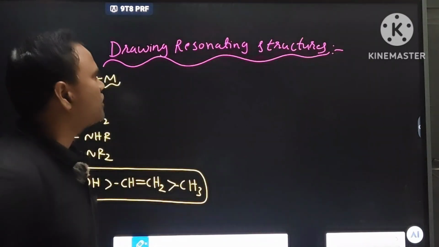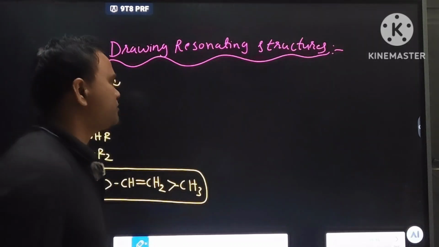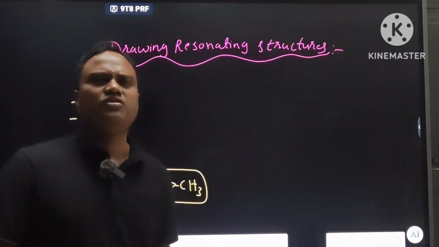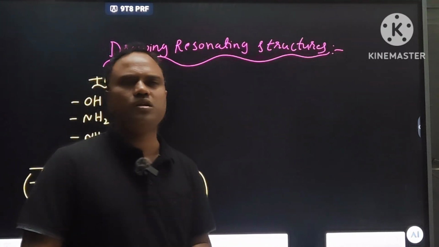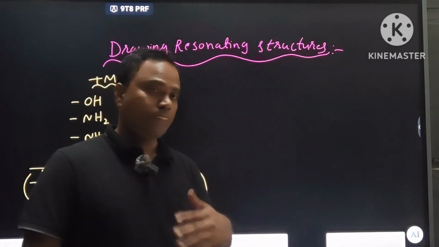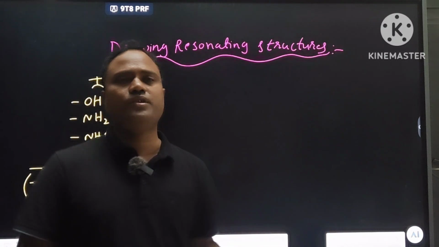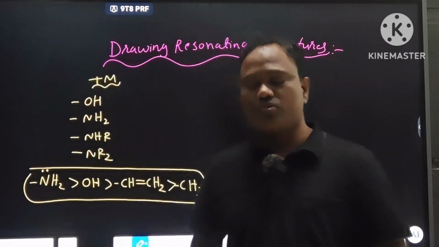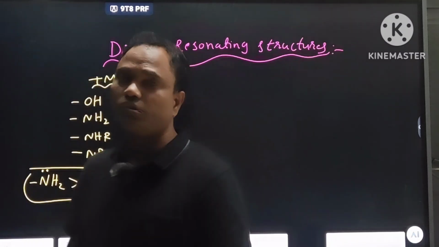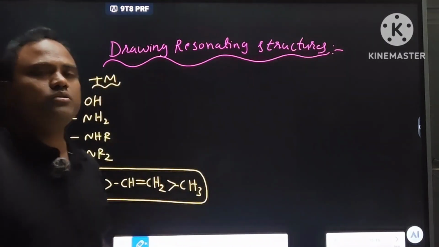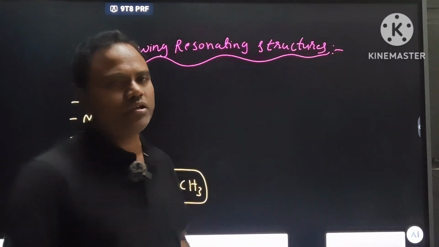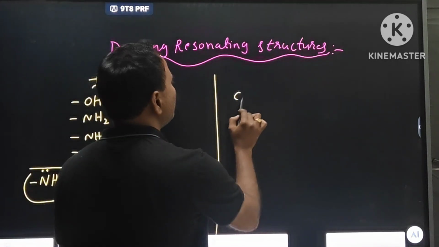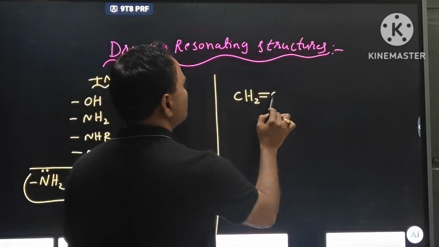What is our heading? Drawing resonating structures. Resonance means shifting of pi electrons or non-bonding electrons, etc. Now let us see how to shift the electrons from one place to another, and after shifting, which atom will get a positive charge and which atom will get a negative charge. This is also very important for questions based on mechanism, right? Let us see carefully. Very easy.